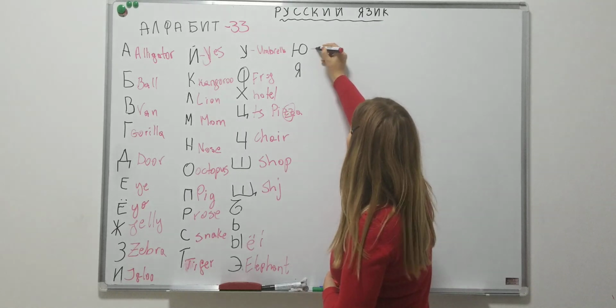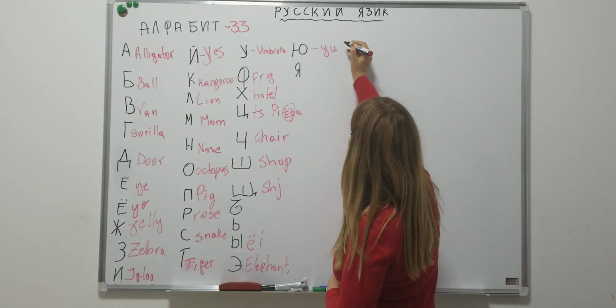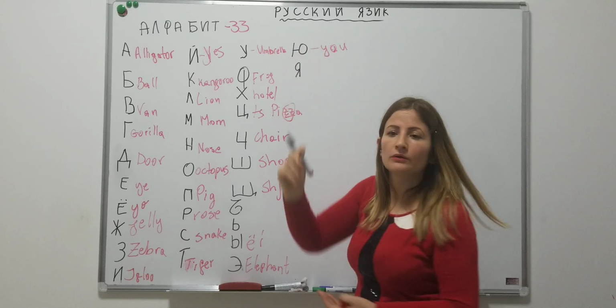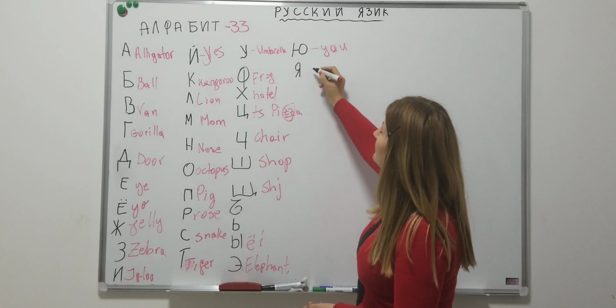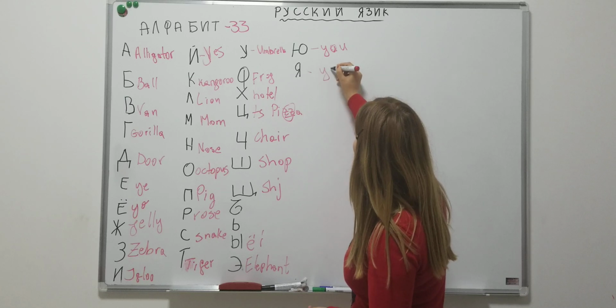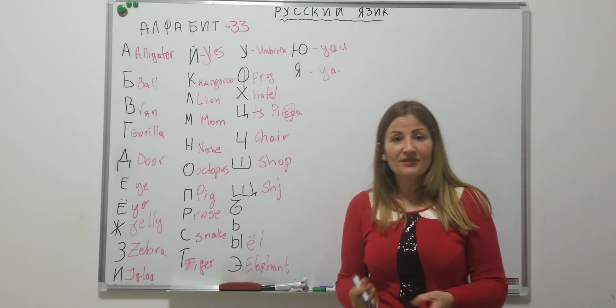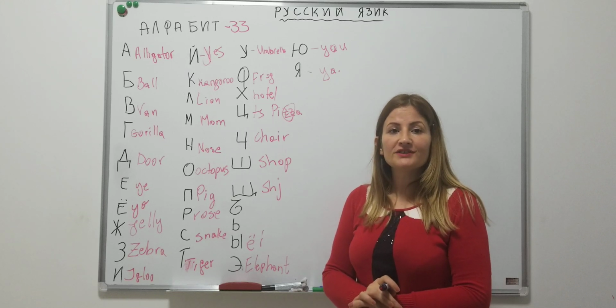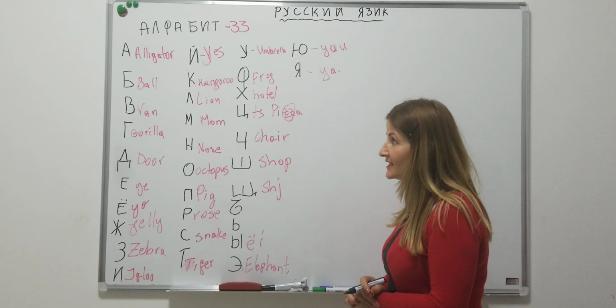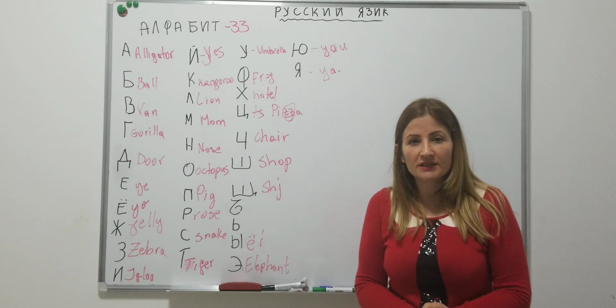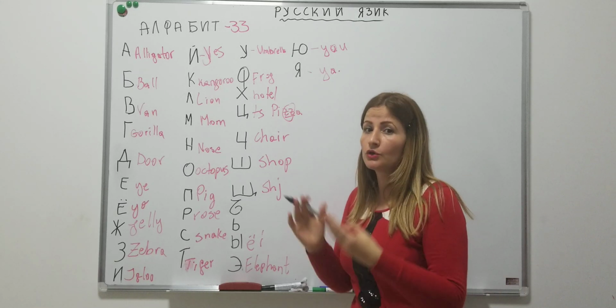U, like the word "you", for example, the pronoun. And the last one is Ya. Okay? So these are the 33 letters in Russian. Let us read them once again together and then let us divide them into the belonging groups.